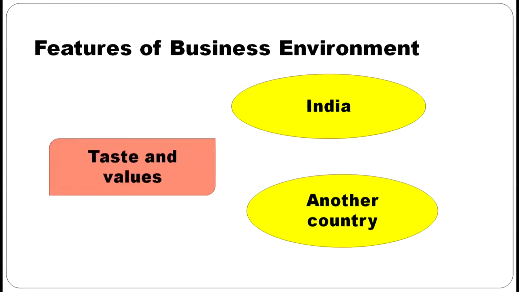One more example I would like to give is chocolates. Indians prefer chocolate with minimum content of chocolate, that is, not a bitter taste. In Western countries, the same company sells dark chocolates, because they prefer dark chocolates. We want sugary, less bitter chocolates. So the business situation changes. Taste and values differ from one country to another.